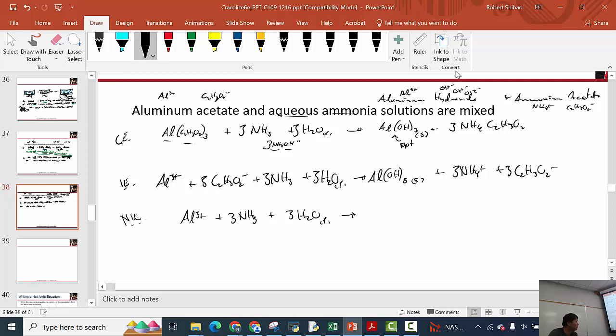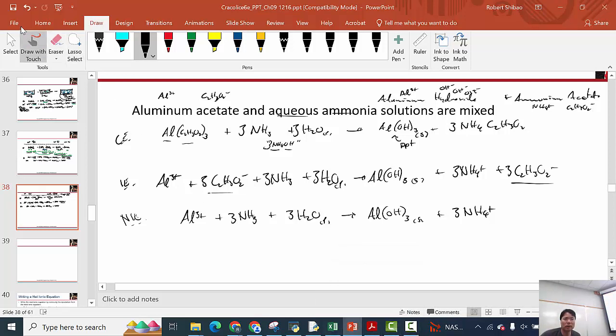And then with aluminum hydroxide plus 3 ammonium. And so the acetate's a spectator, so we can lose those here. And then the net ionic just shows the reacting species here. So that's good. Where can we do more of this for practice?